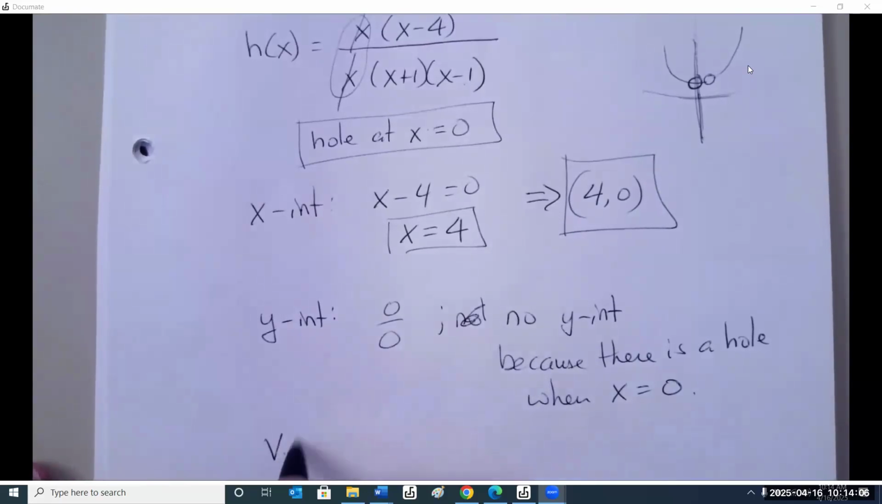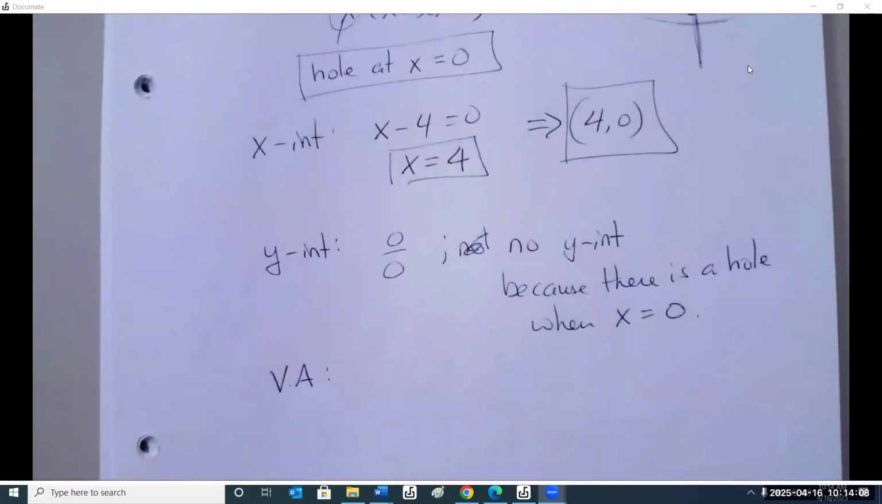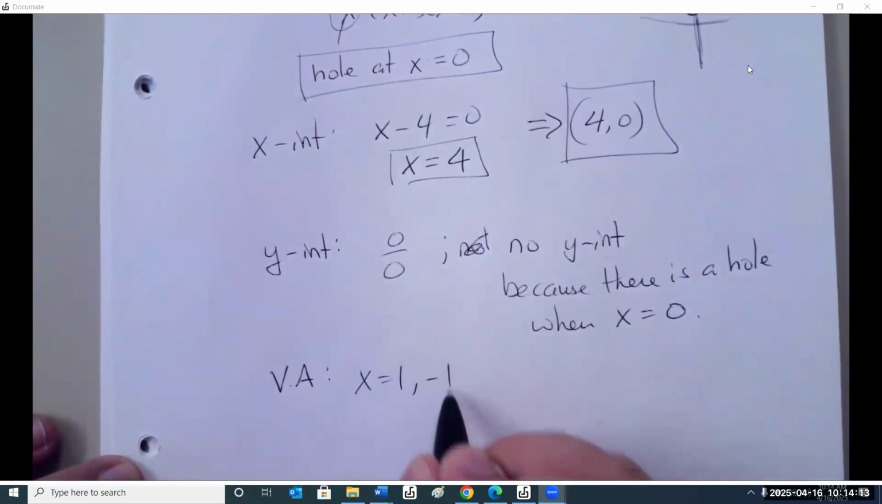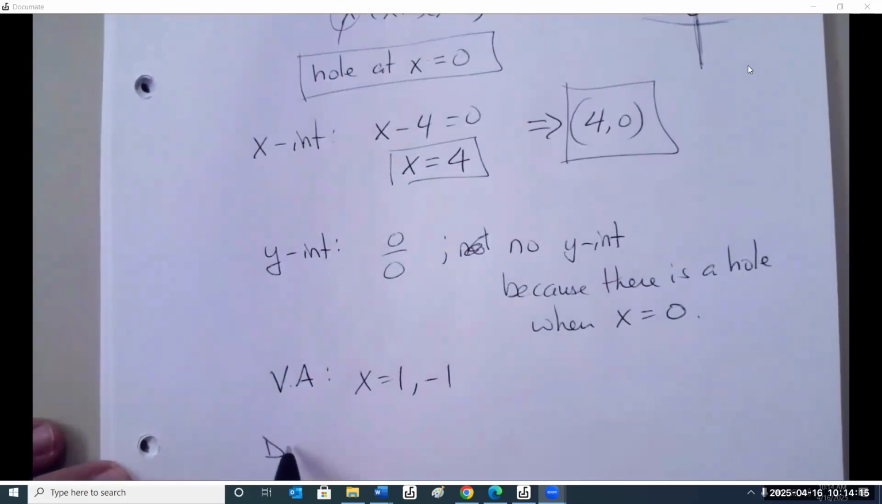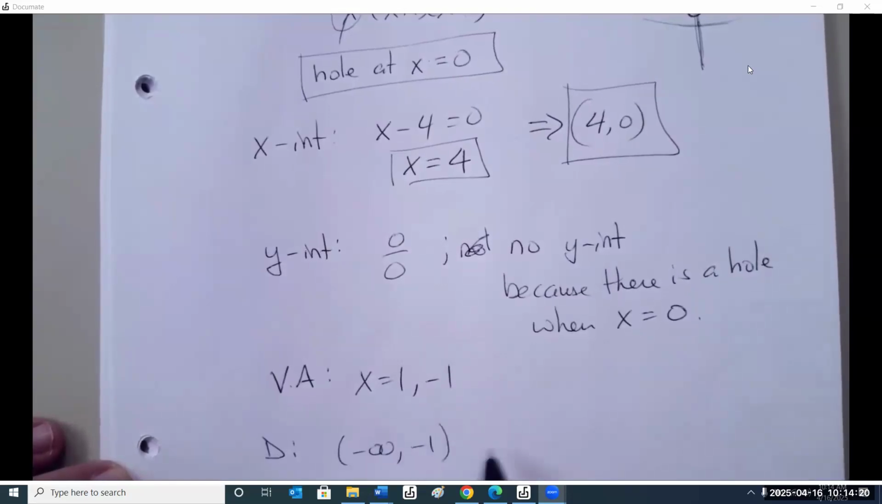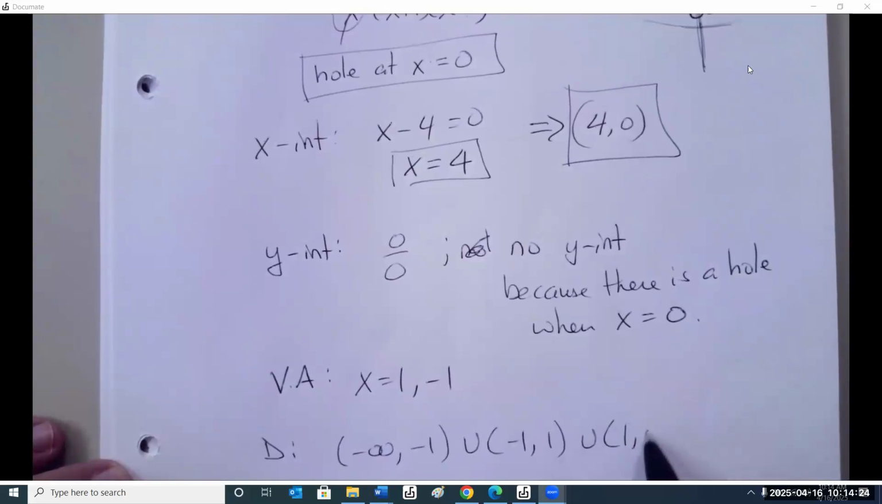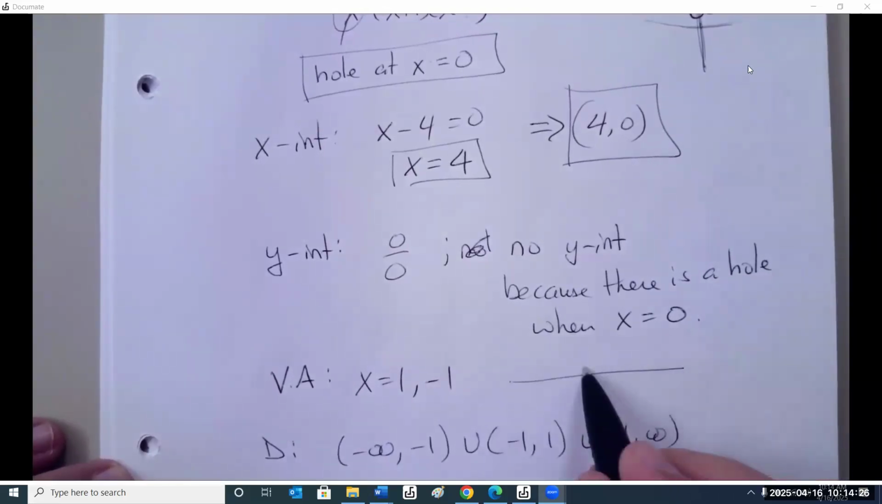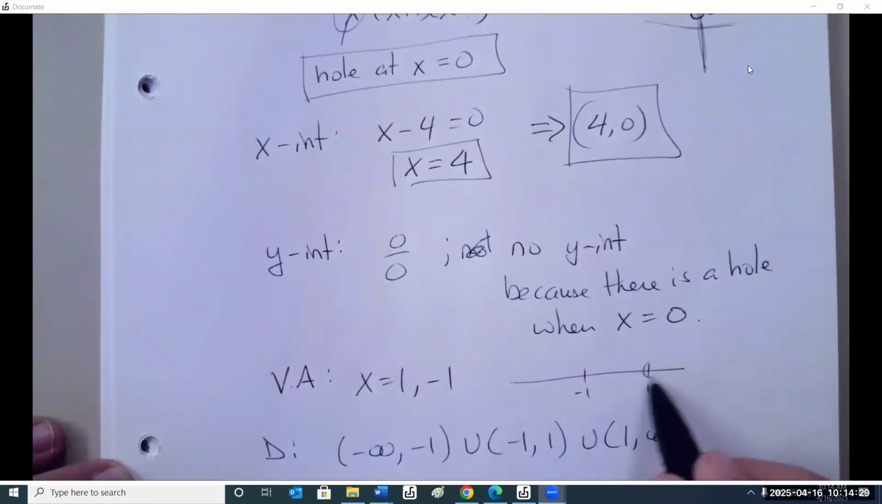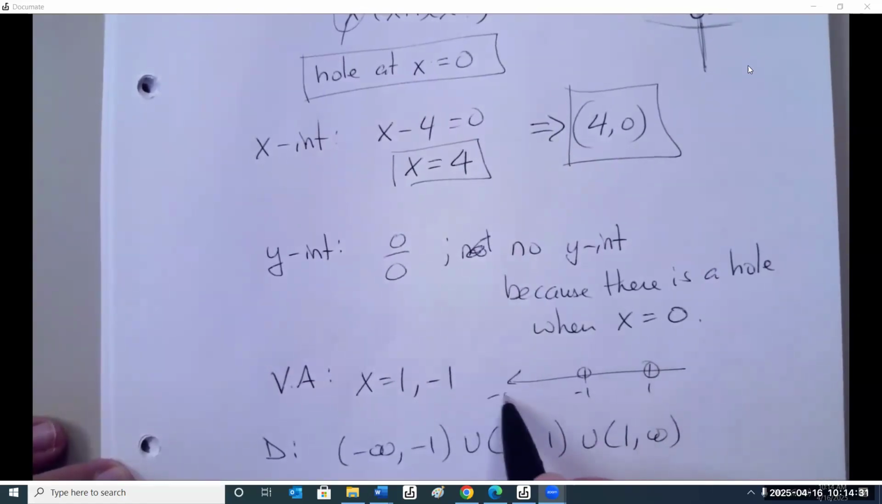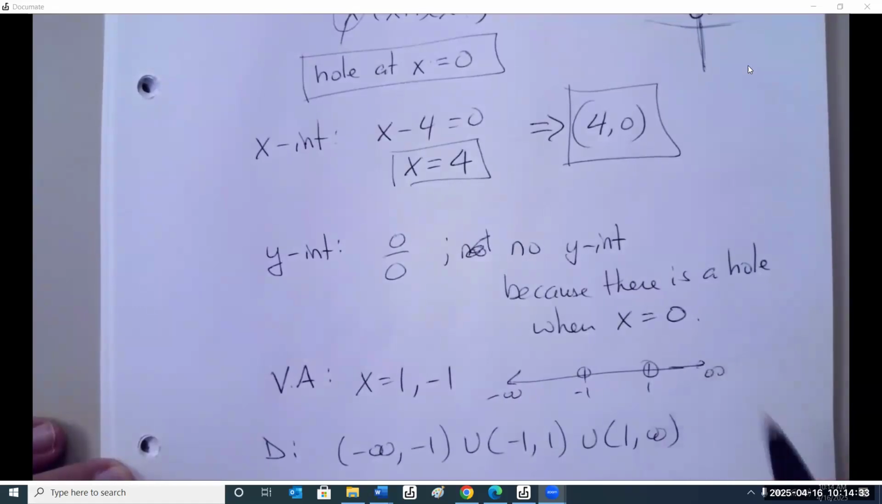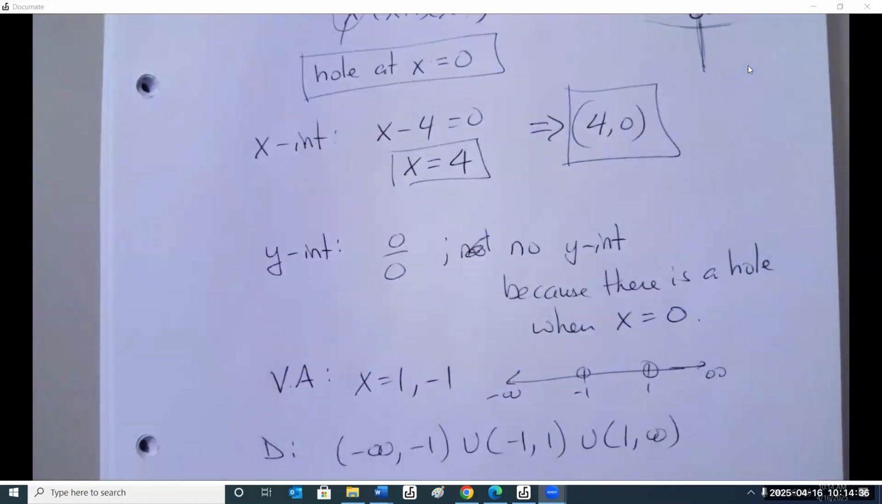What's our vertical asymptotes? Right. x equals 1 and negative 1. So our domain is from negative infinity to negative 1, negative 1 to 1, 1 to positive infinity, because we can't use negative 1 or 1. Making sense?